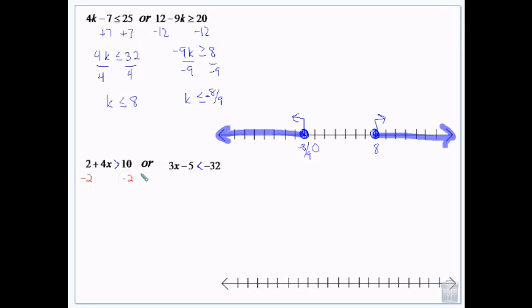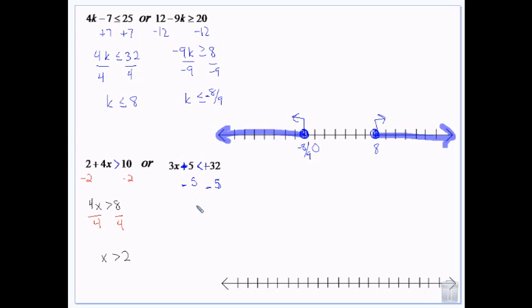If I subtract 2 from both sides here, I get 4x is greater than 8. You're going to divide by 4, and you get x is greater than 2. And when I come over here, I'm going to add 5. Oh, wait, no. I didn't change that properly. Make this positive and make that negative or positive, and then that'll change it correctly. Sorry, I was changing it, but I didn't change it correctly.